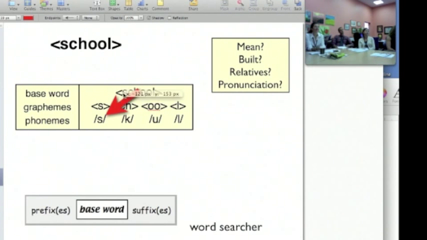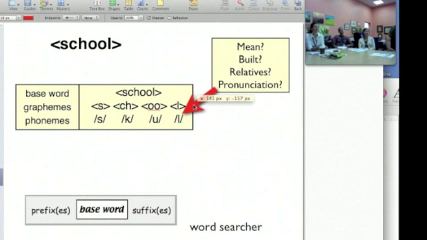Okay, so the word school, the first phoneme, the initial phoneme is /s/. How do we write /s/ in school? With the letter S. Okay, what's the final phoneme? The final phoneme is here. Can you tell me what that final phoneme is?